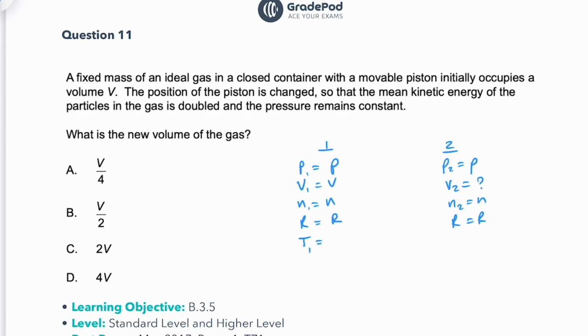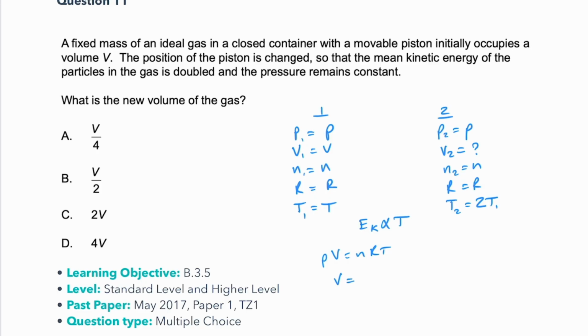And T is the temperature. We'll call the initial temperature T. However, we can see that the kinetic energy doubles, and we know that kinetic energy is directly proportional to temperature. So that means that the temperature doubles, so it's 2 times T1. Let's find an expression for volume using the ideal gas equation. PV equals nRT. Let's rearrange for volume. So V equals nRT over P.